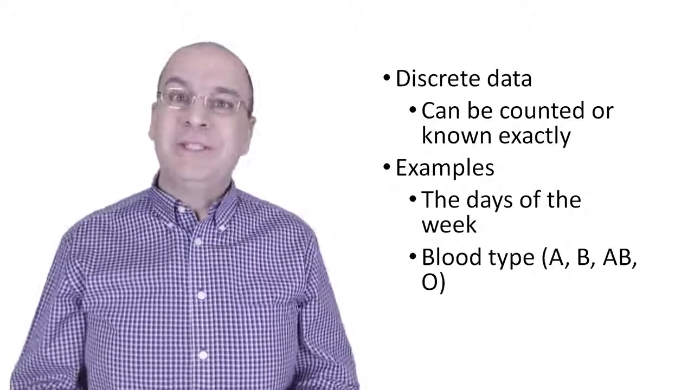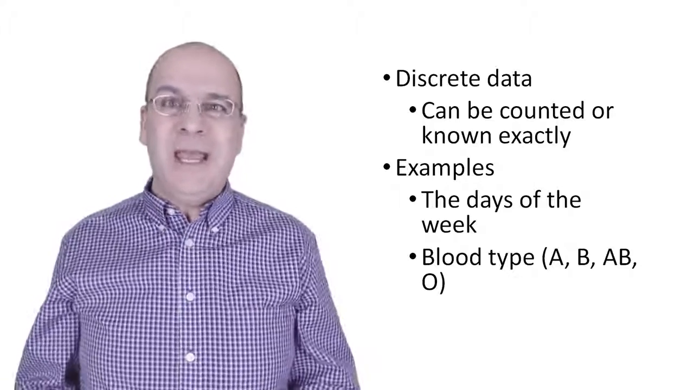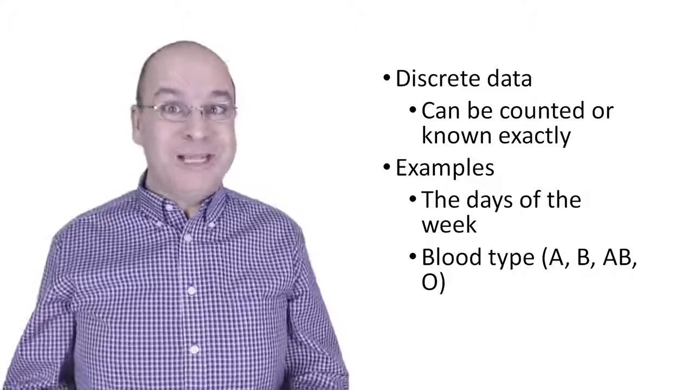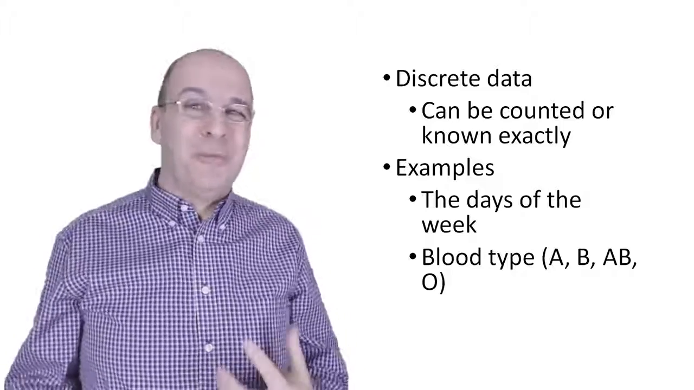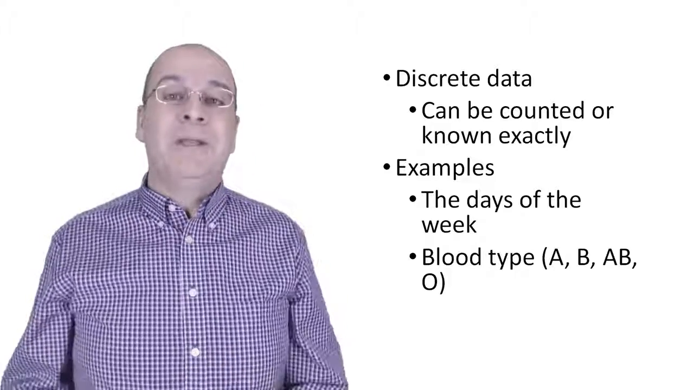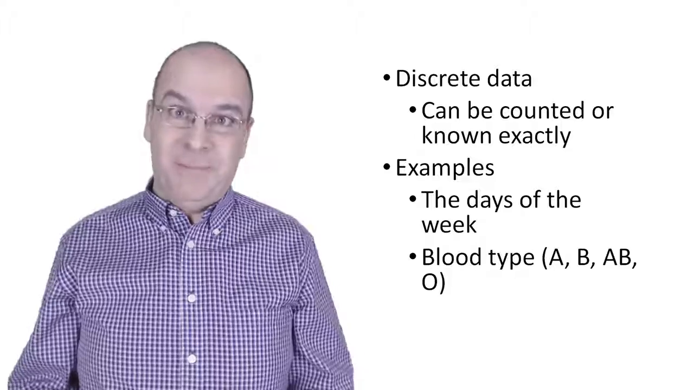Another example is blood type. So there are 4 different blood types, A, B, AB, and O, and that's it. Those are the only kinds. Now, there are other sort of modifiers for blood type, like positive and negative and so on, but the core blood types, there are 4 and only 4 of them.